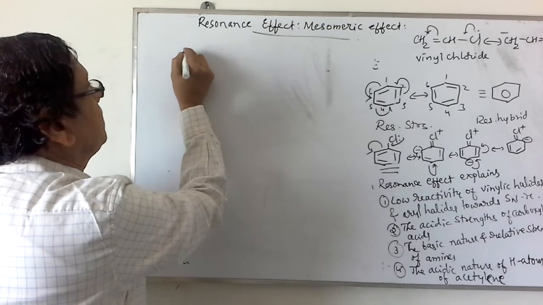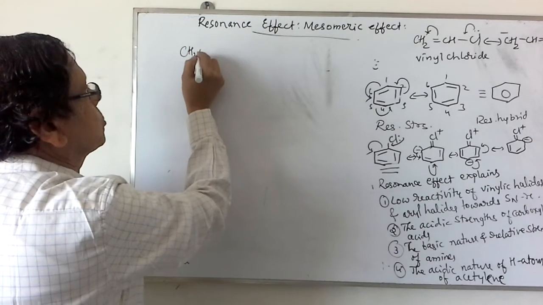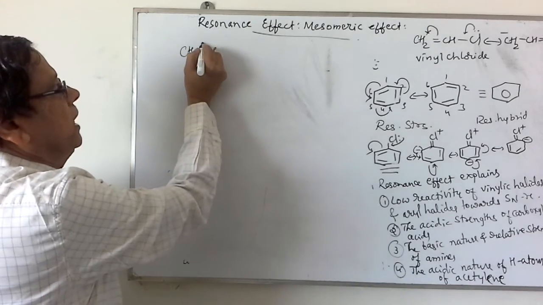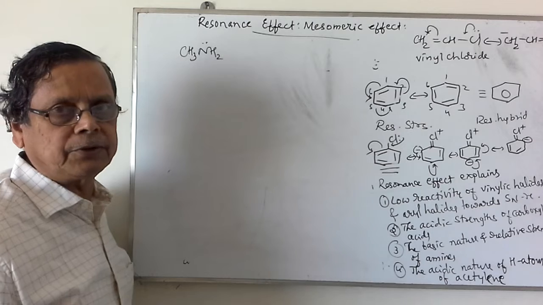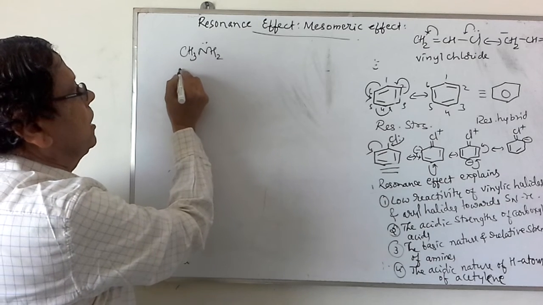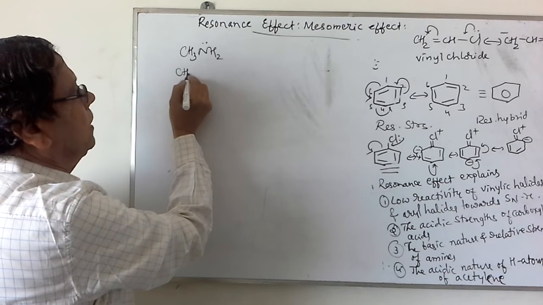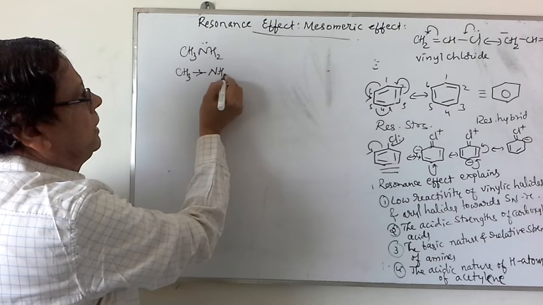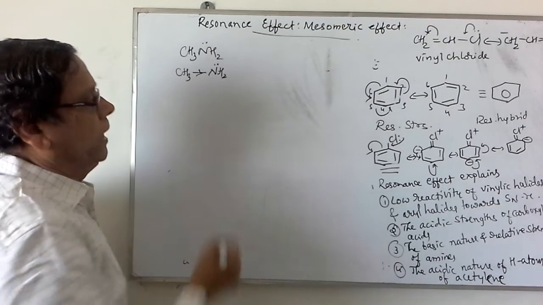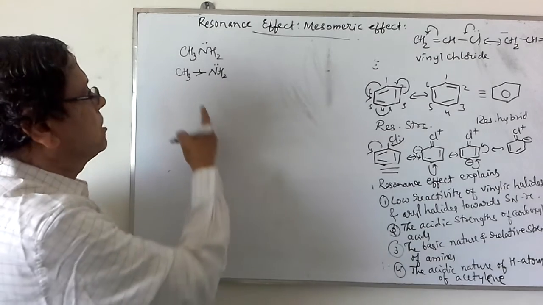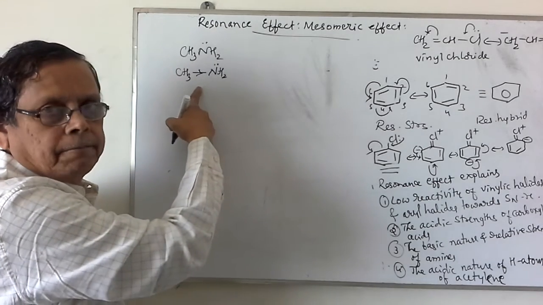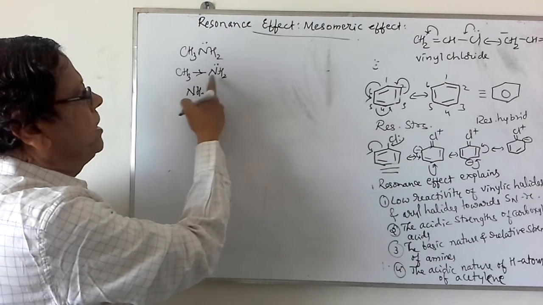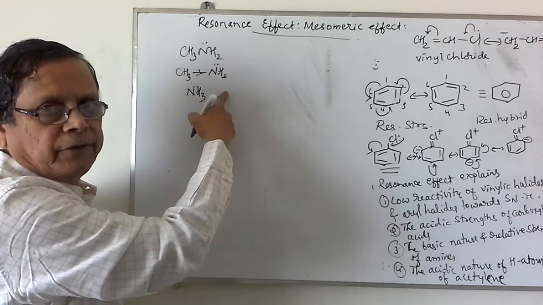Suppose you consider methylamine, CH3NH2. In the previous topic we have seen that there is a lone pair of electrons on the nitrogen atom. This CH3 group has an inductive effect, so it gives rise to increased electron density on the nitrogen atom. That's why methylamine is more basic. Compared to ammonia, methylamine is more basic because of the inductive effect.